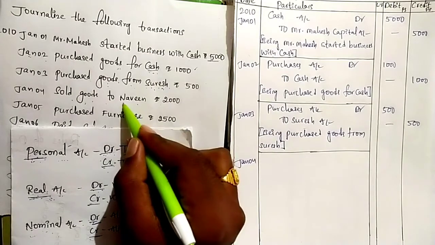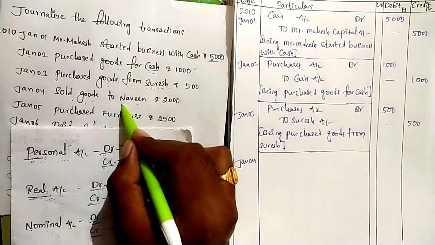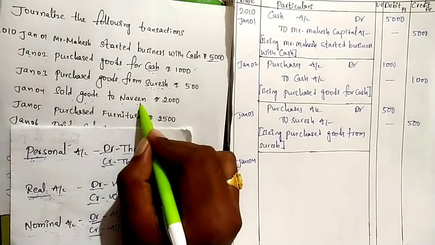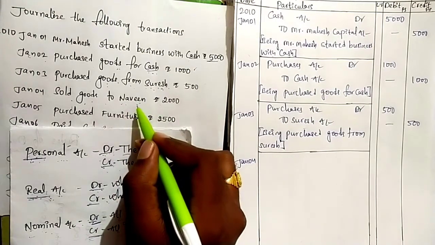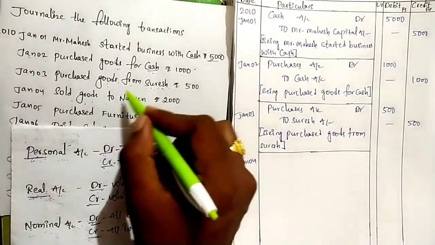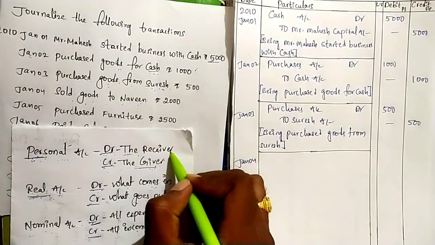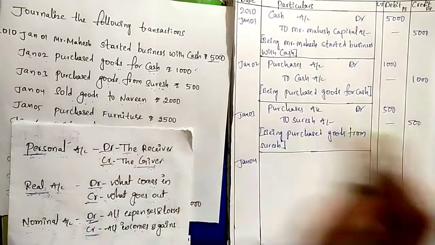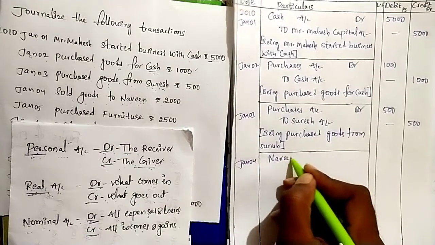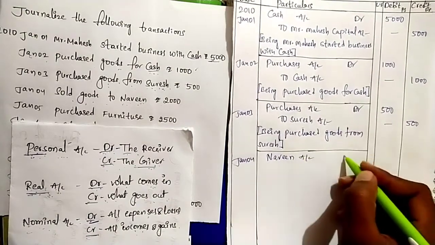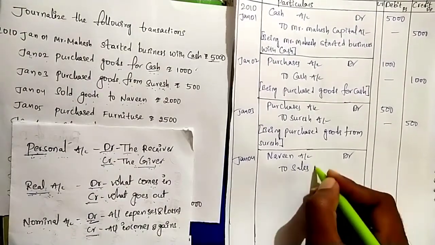In this transaction, one person is involved. Who is that? Naveen. So just we have to observe, he is a receiver or giver. Sold goods to Naveen means Naveen is a receiver because we are selling to Naveen. So Naveen is receiving goods from us. So debit the receiver. So Naveen account is to be debited, sales account is to be credited. That's it. See this, first debit, Naveen account, debtor to sales account.